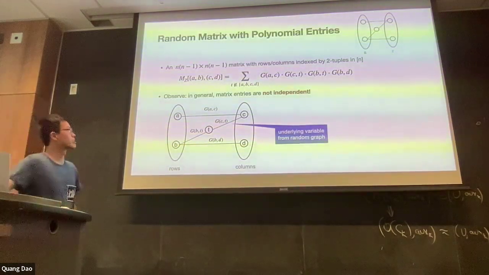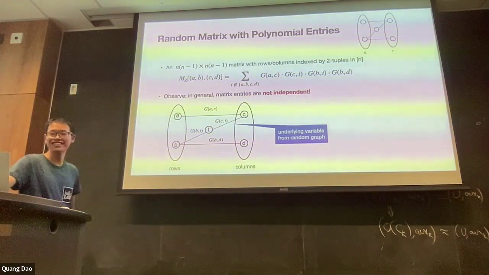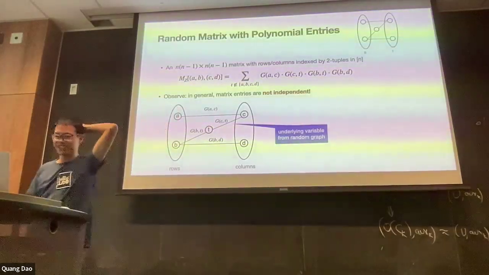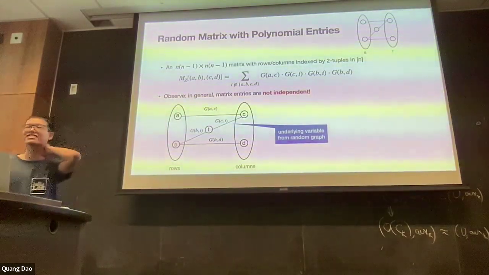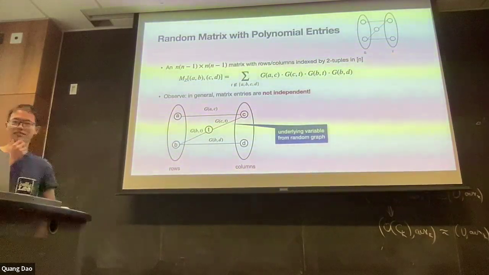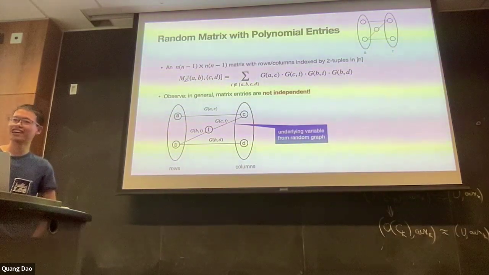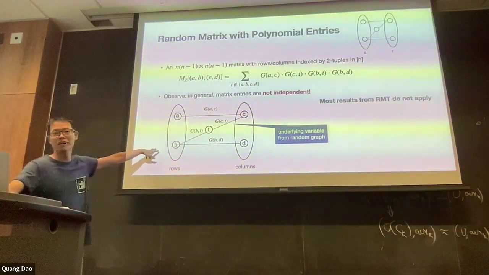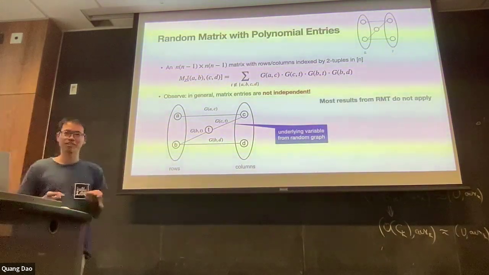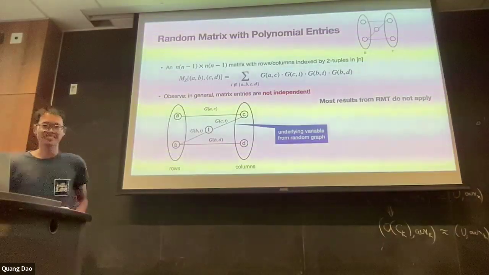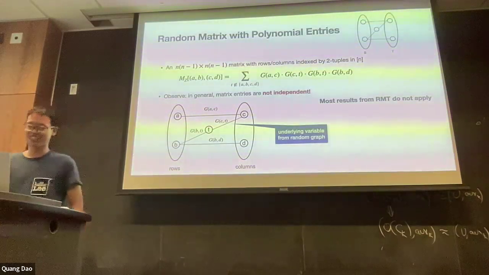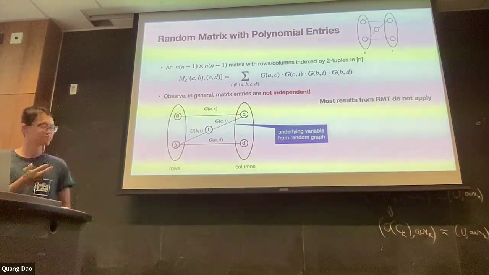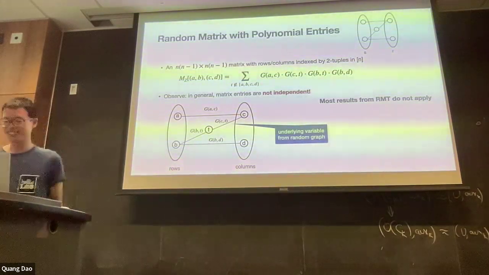We also point out that in general, these matrix entries are not independent. Look at the matrix entries of this M_Z; I claim that they clearly do not have independent entries. This is a matrix of dimension n squared by n squared, and we only have n squared bits of randomness from the random graph sample. So inevitably there are correlations across the entries, and these correlations are preventing us from applying most results in random matrix theory. That's all we need to know about matrices for today.